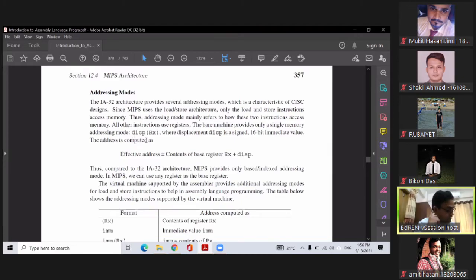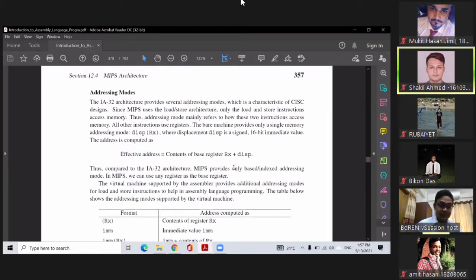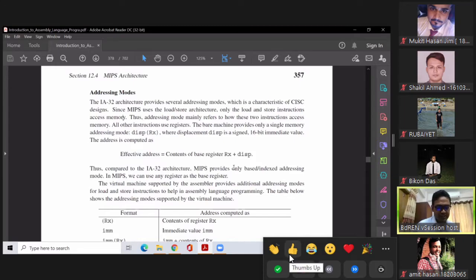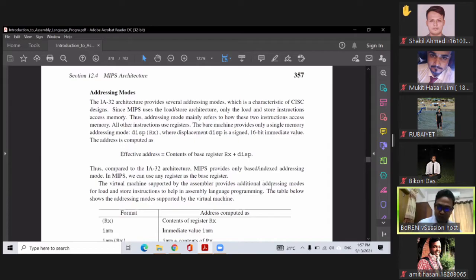So, addressing mode, as I said, Intel processors have very complex addressing modes, but here we have very simple addressing modes. Here, the MIPS processor, most of the time we are using the register, right? So we are using register addressing mode. And here we're also using another type which it allows. Another type is register immediate addressing mode. That means you can use the register as well as the immediate value in the code. We will see in chapter number 13 whenever we write the code.